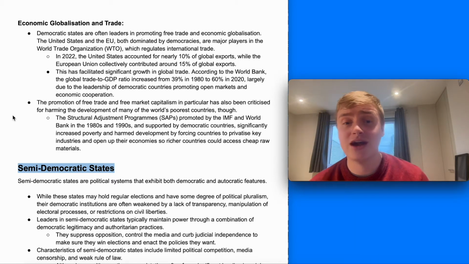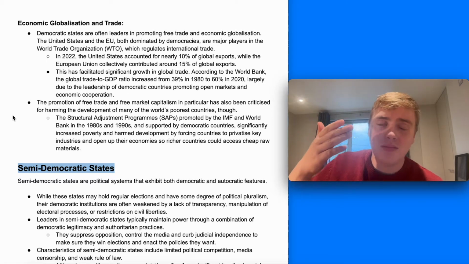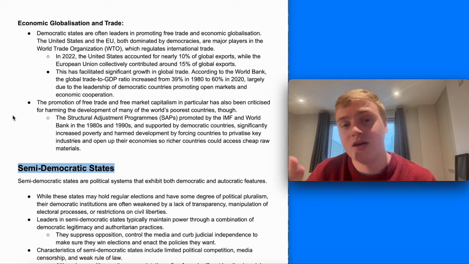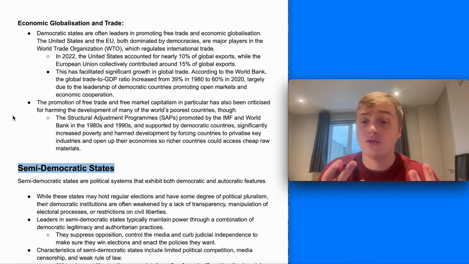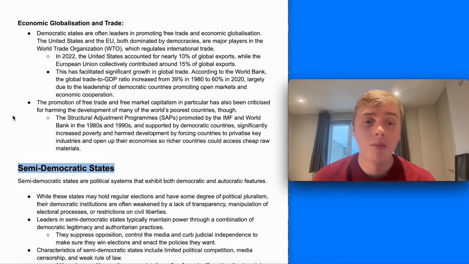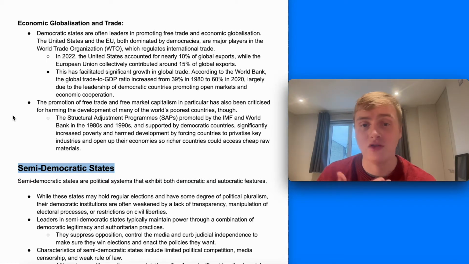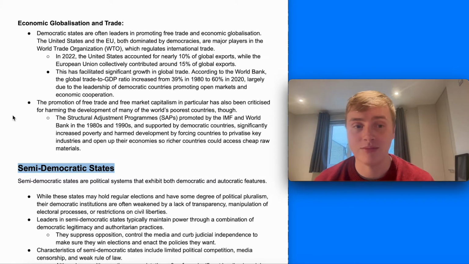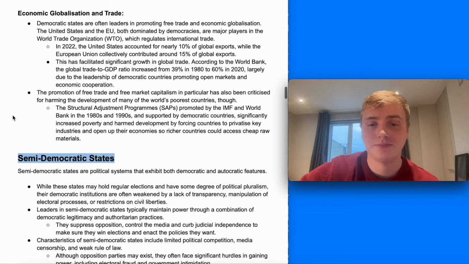The promotion of free trade and free market capitalism in particular has been criticised though. On the one hand, it can be seen as positive because it has promoted free trade globally, including to many countries, and they've been able to improve their economic growth as a result. But on the other hand, this spreading of free market capitalism has been criticised for damaging certain developing countries' economies due to the failure of free market capitalism, especially as promoted by the IMF and the World Bank through structural adjustment programs in the 1980s and 90s. Have a look at the IMF and World Bank video for much more detail on that.